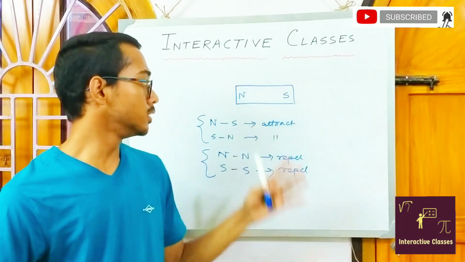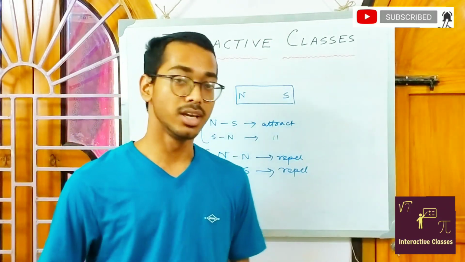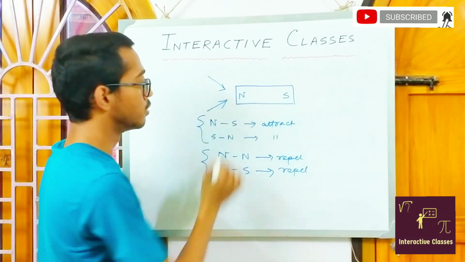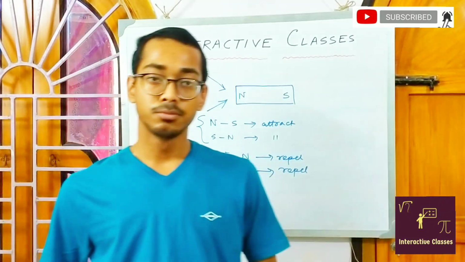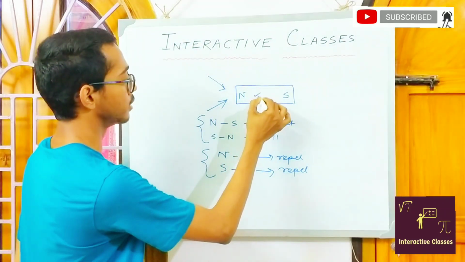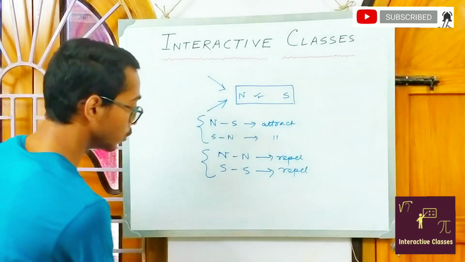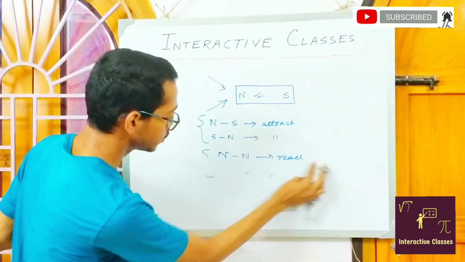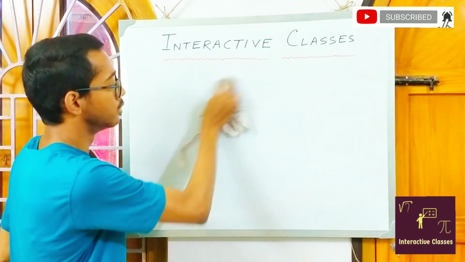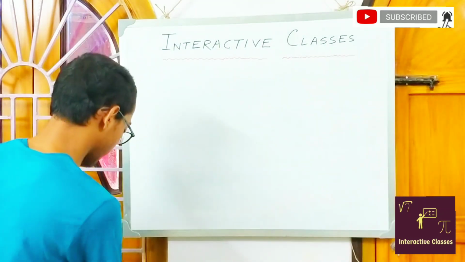The basic importance or the basic property of a magnet is that they attract magnetic substances. For example, iron, cobalt, nickel are some magnetic substances which are attracted by a magnet. Okay, I hope this is clear. Next we will note down the properties of magnet.